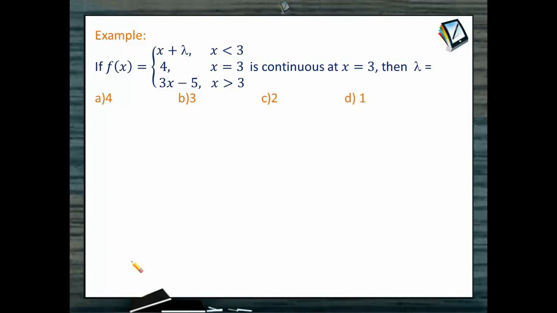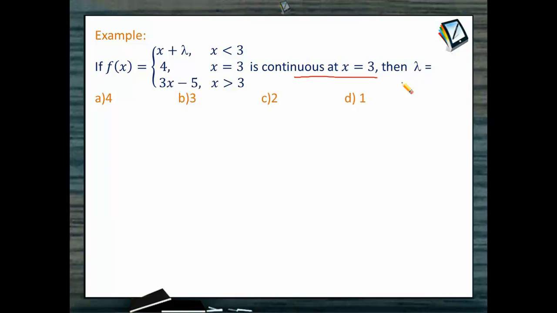Let's check an example using the definition of continuity that we have learned till now. If f of x is x plus lambda when x is less than 3, it is 4 when x equals 3, and it is 3x minus 5 if x is greater than 3. And this function is given to be continuous at x equal to 3.